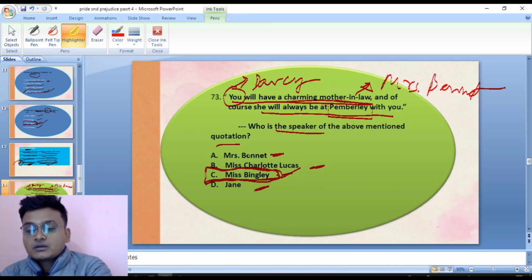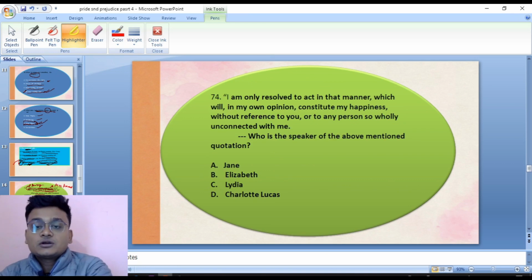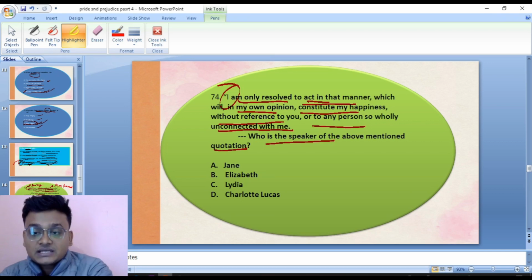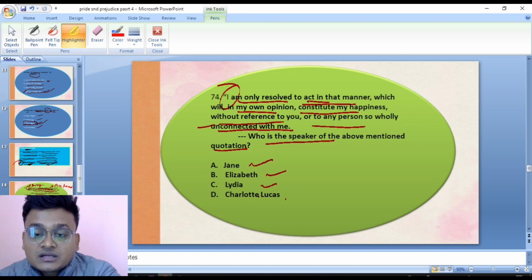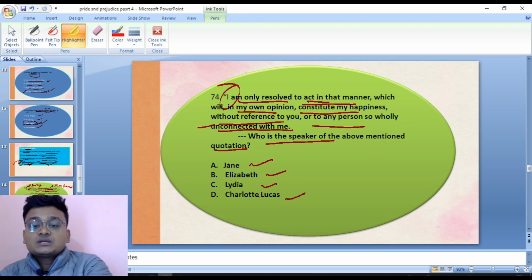Okay, now move to question number 74. "I am only reserved to act in that manner which will, in my opinion, constitute my happiness without reference to you or to any person so wholly unconnected with me." So who is the speaker of the above mentioned quotation? The options are Jane, Elizabeth, Lydia, Charlotte Lucas. Actually, this line was told by Elizabeth.